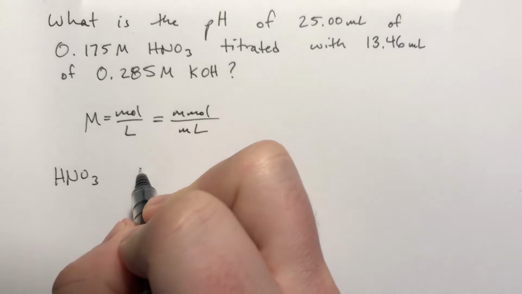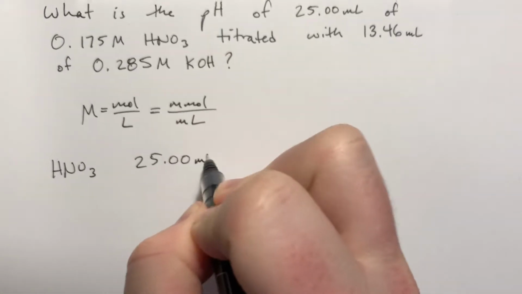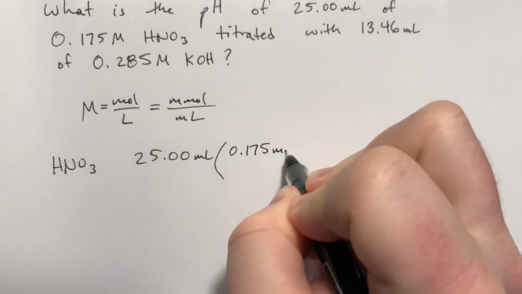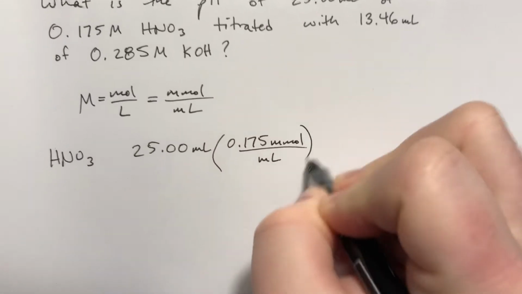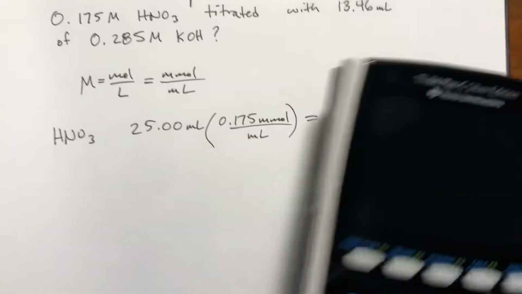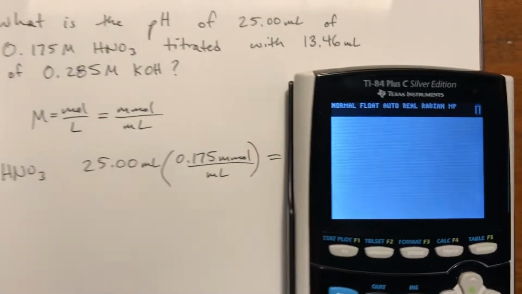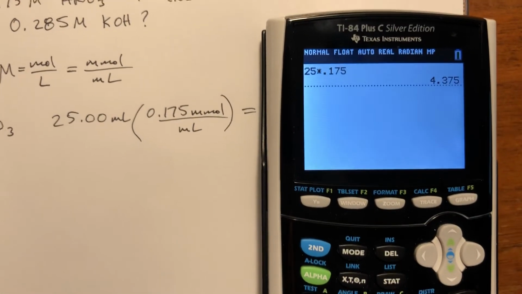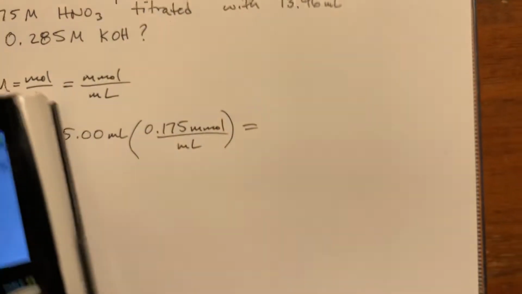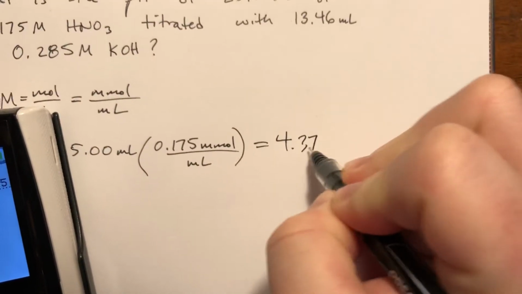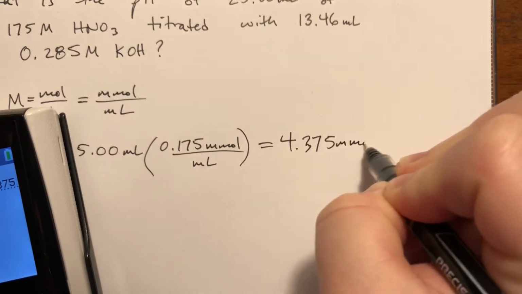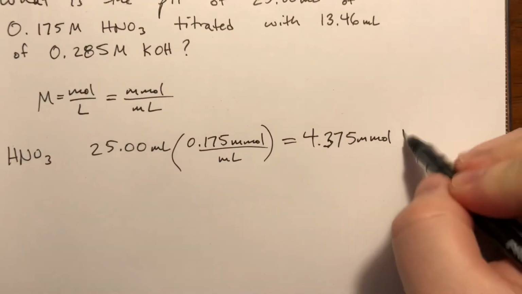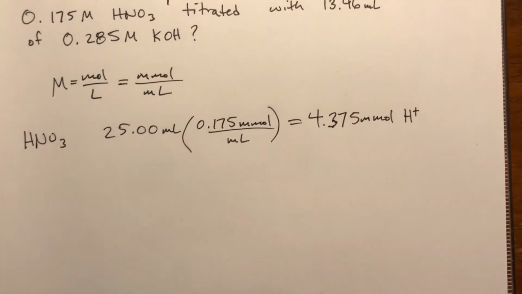So we have 25.0 milliliters, and its concentration is 0.175 millimoles per milliliter. If we type that in, we get 25 times 0.175, and we get an answer of 4.375 millimoles. A millimole is just a thousandth of a mole. And that's how much H+, or H3O+, we have.